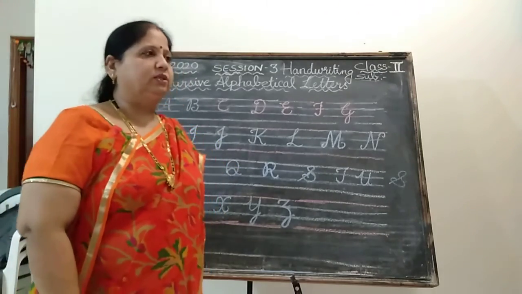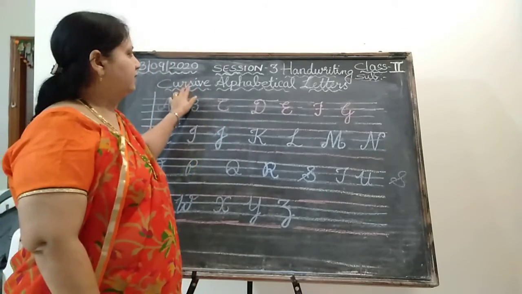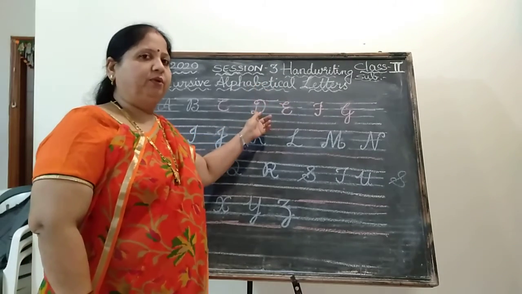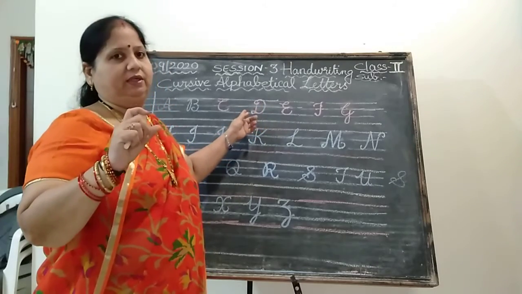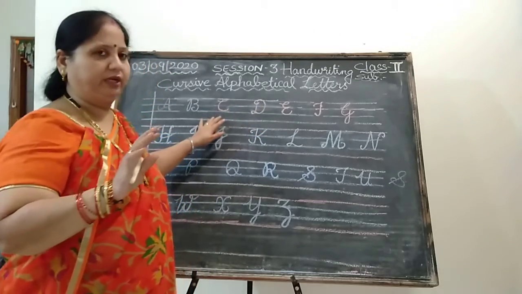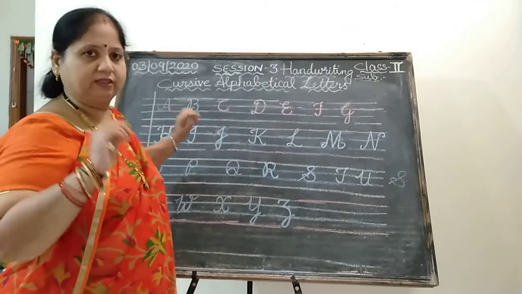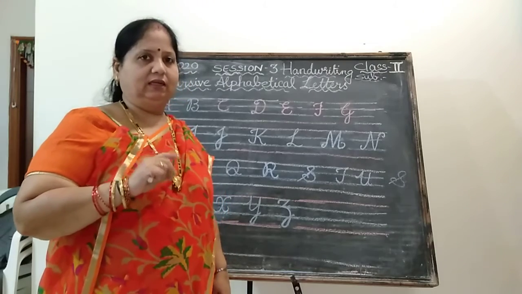Okay, fine. So today the new thing we are going to learn is cursive alphabetical letters. Before, you had learned only single cursive letters, that is small cursive letters. Here we are not joining now, but I am showing the capital cursive letters. Okay children, now let's start the class.